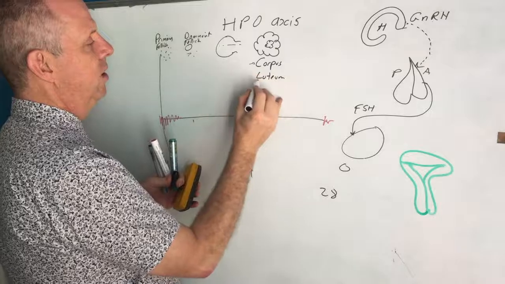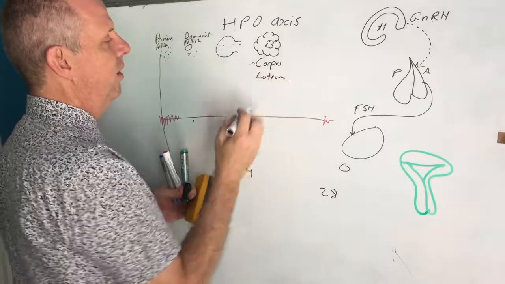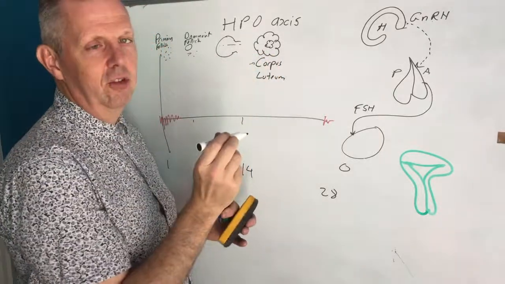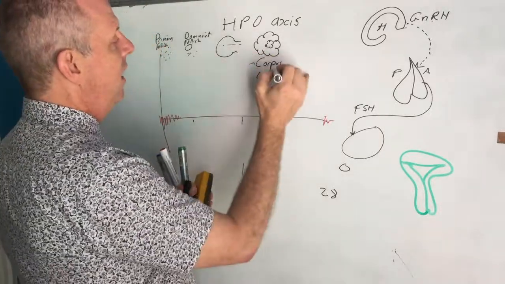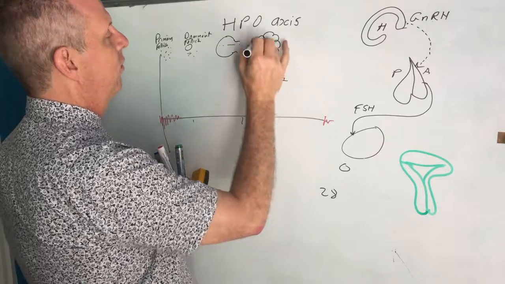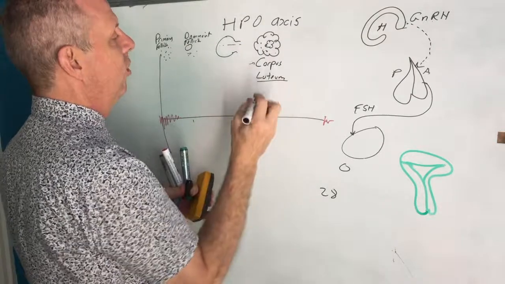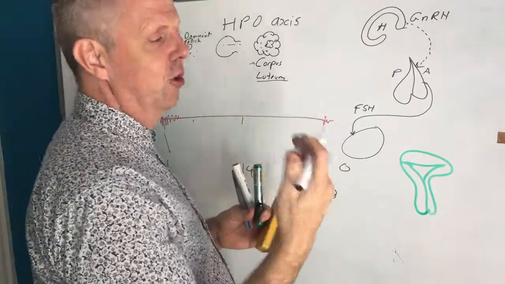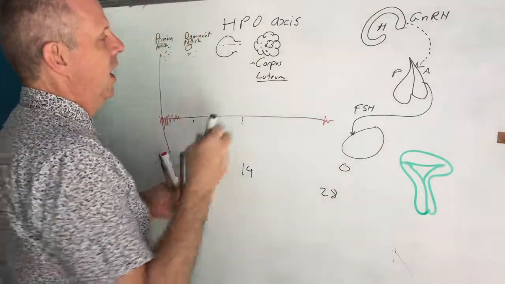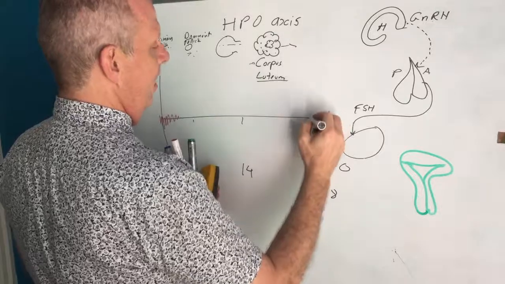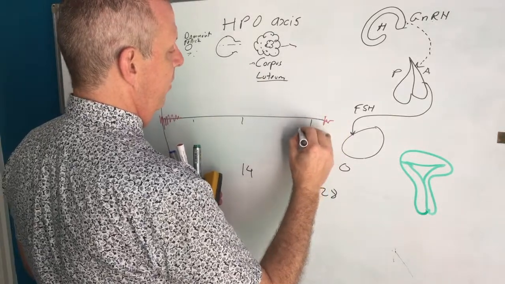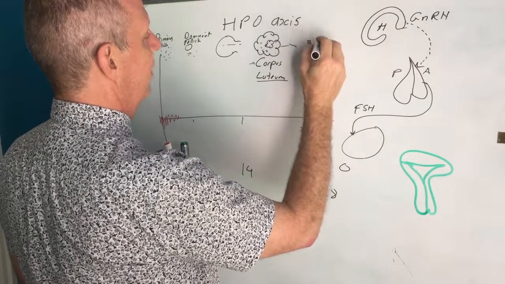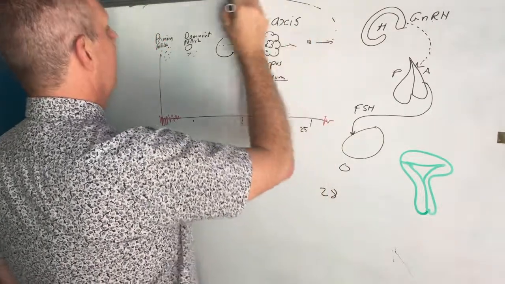Corpus means body, luteum means yellow, and the reason why is that if you look at them when they're happening, they look like yellow bodies inside the ovary, and the reason why they're yellow is they're full of cholesterol, because the cholesterol molecule is what forms the basis of progesterone and estrogen. And this keeps going, and then if by about day 25 nothing's happened, that just withers away and becomes nothing, and the whole thing repeats.